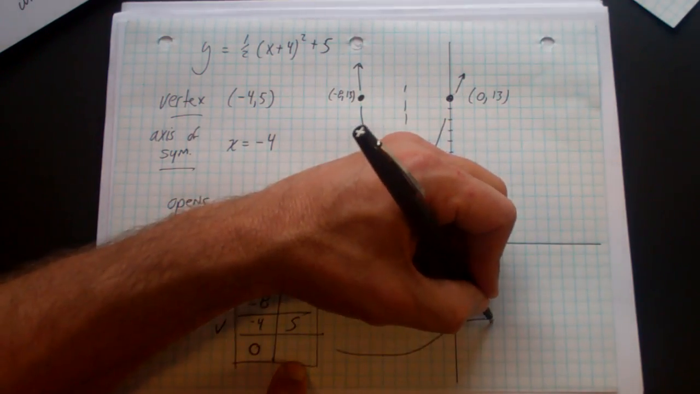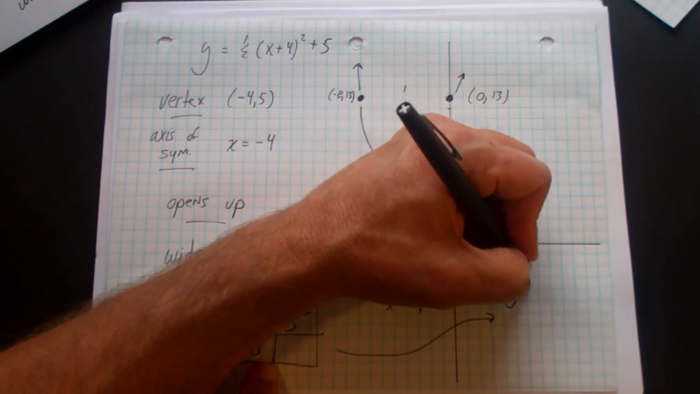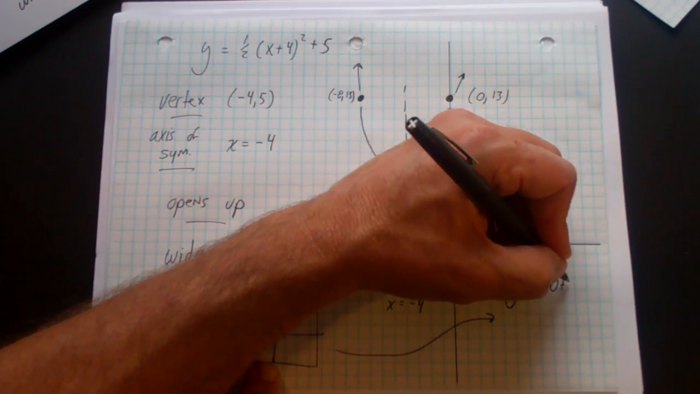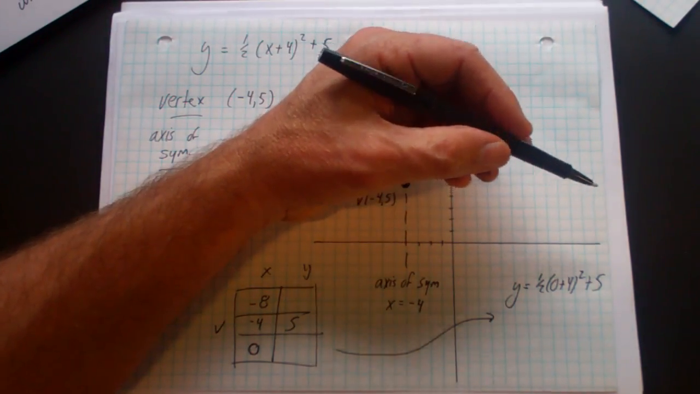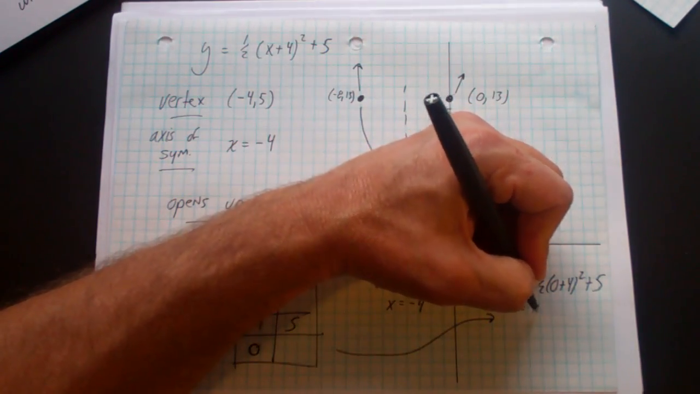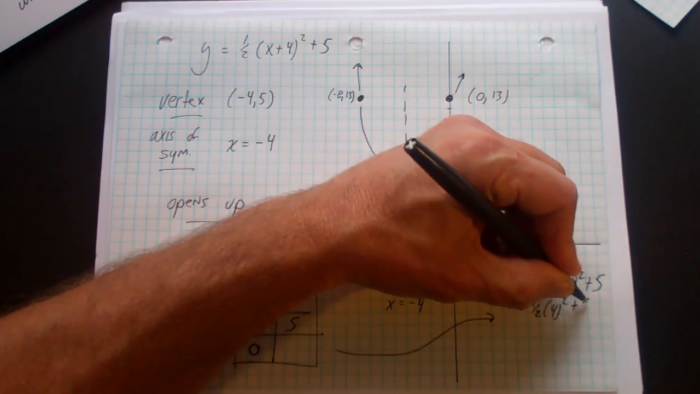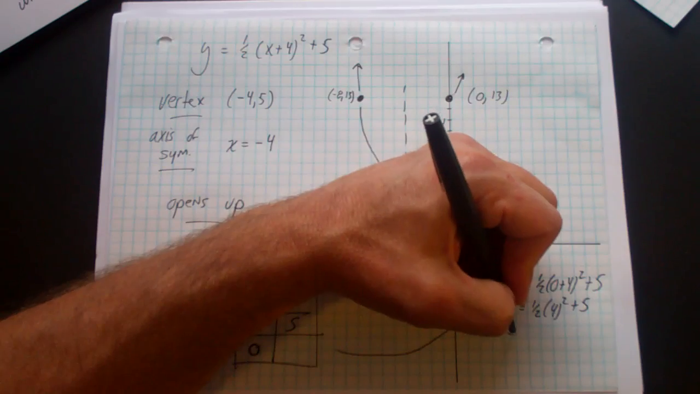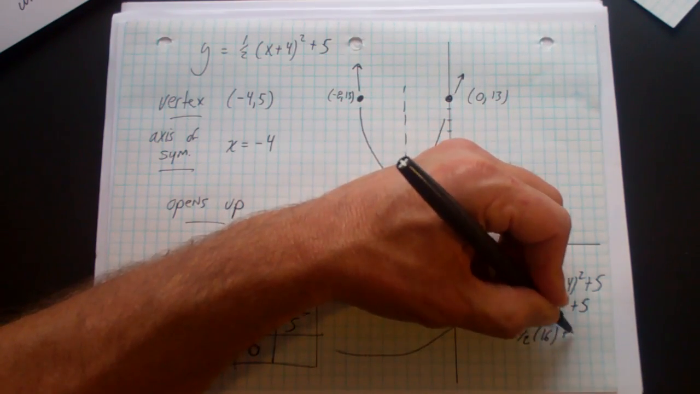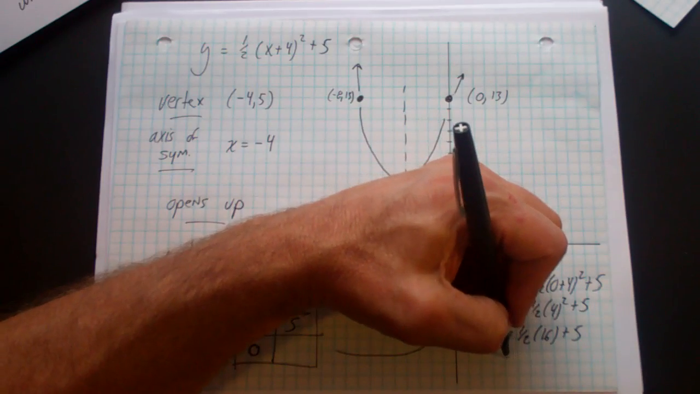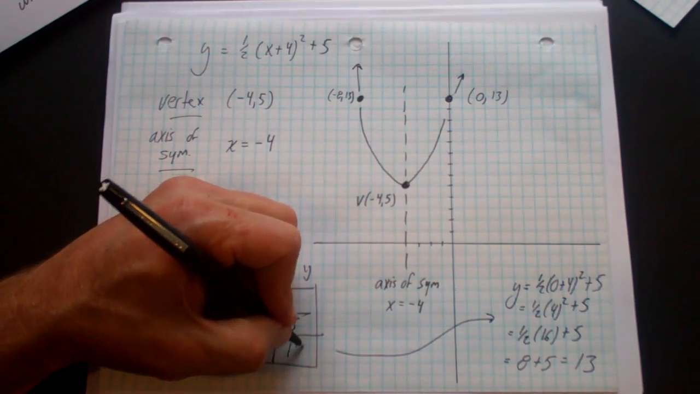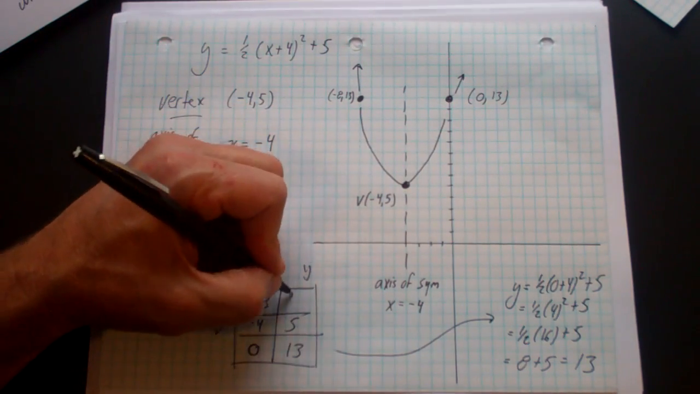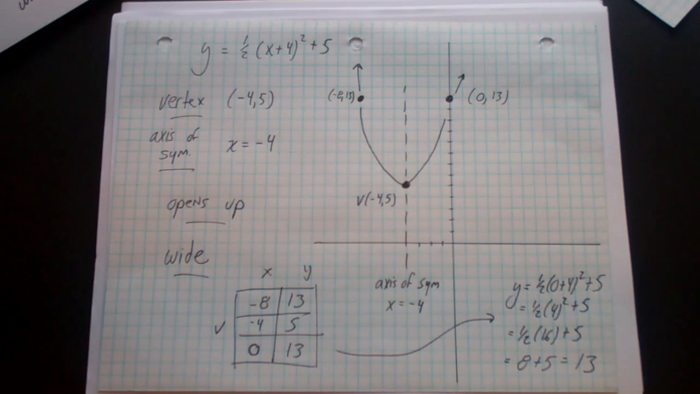How did I find the y value? I simply plugged in x equals 0. So I get 1/2 (0 + 4) squared + 5. Remember your PEMDAS rules. You want to do parentheses first, so that's 1/2 times 4 squared + 5. Do the exponents: 1/2 times 16 + 5. 1/2 of 16 is 8, so that's 8 + 5, which is 13. So I got 13 there. If you plug in -8, you also get 13 as well. And you just plot the points and sketch the graph. And that's how you graph in vertex form.